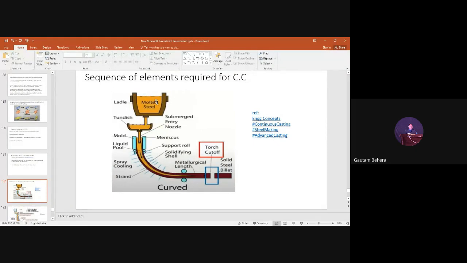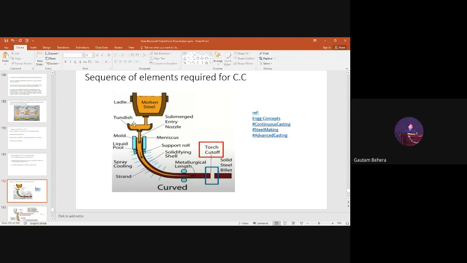In the top we have molten steel present in a ladle. So ladle is the first element. Ladle will carry molten metal or molten steel from the furnace. This ladle is nothing but a reservoir kind of thing, which brings molten steel from the furnace. But it is a bottom opening ladle. That means the bottom part can be opened, so that the liquid steel can be turned into the tundish.